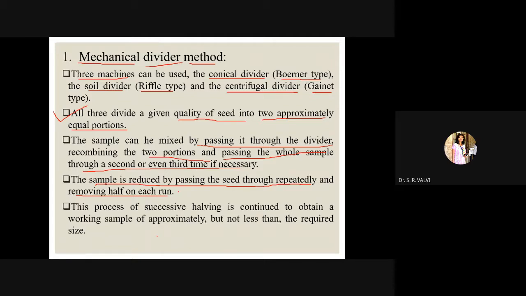Suppose 1 kilogram is with you and it is going to divide into 500 gram and 500 gram. One 500 gram should be kept aside and you have to use the other 500 gram for the next step. Likewise, in each step you have to remove that half portion. This process of successive halving means every time you are removing half the portion of the seeds. That is nothing but halving. It is continued to obtain a working sample of approximately but not less than the required size. So up to the required size you have to repeat these steps.